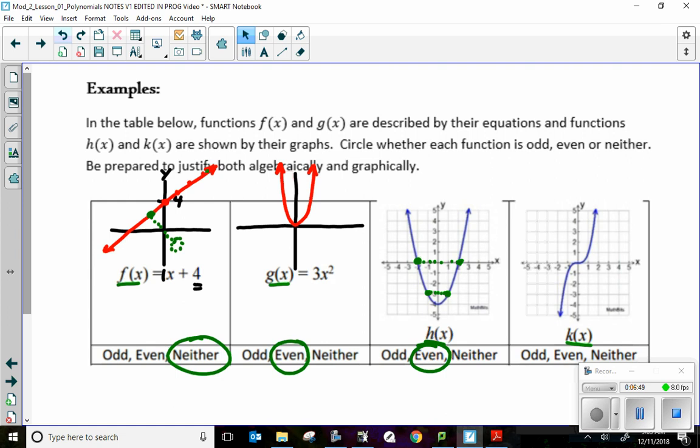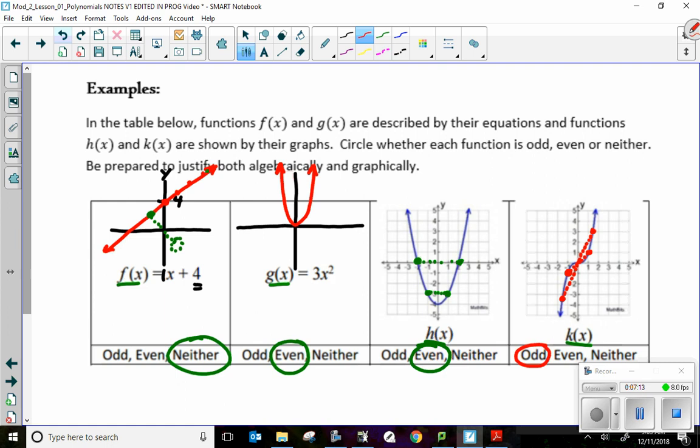That is obviously not even. So it's either going to be odd or neither. Does it reflect about the origin? Let's pick this point right here. Oh, it does. It's right there. Okay. Let's pick this point right here. Oh my God, look at that. It does. Good. We're good. That is definitely odd.